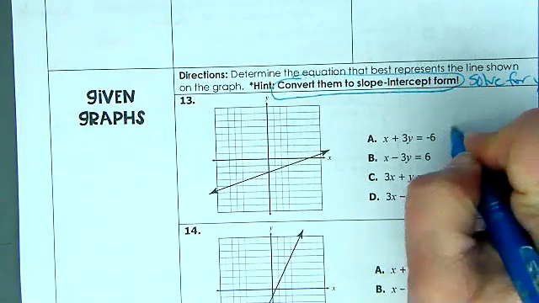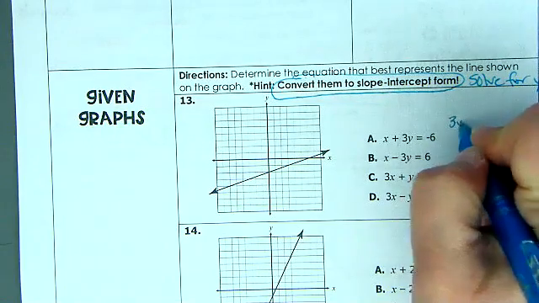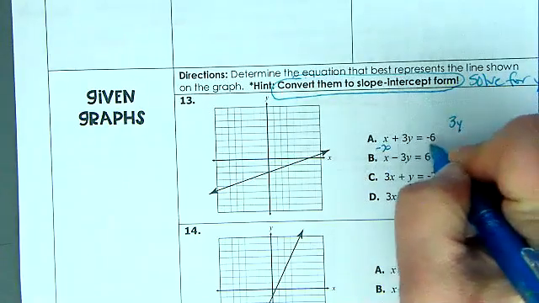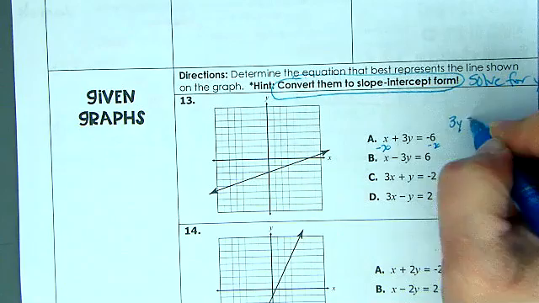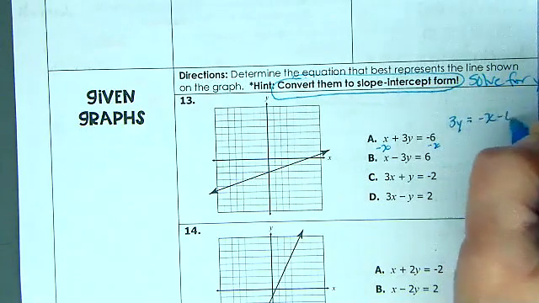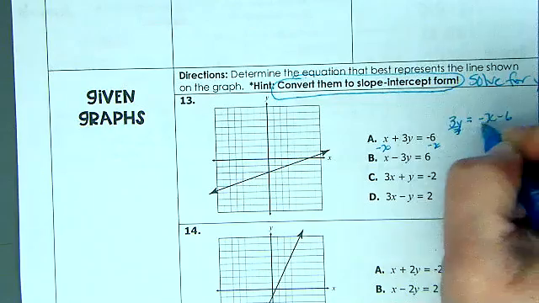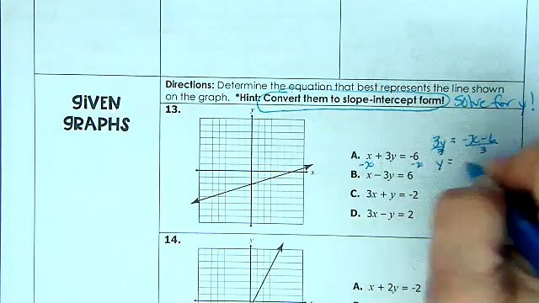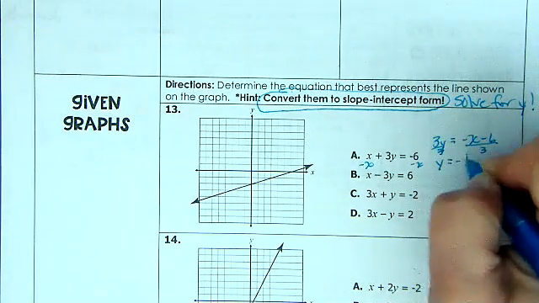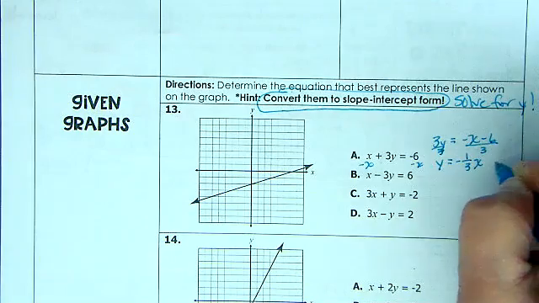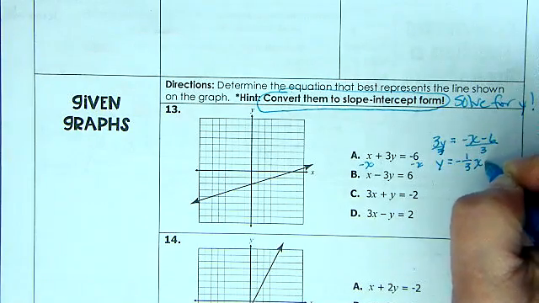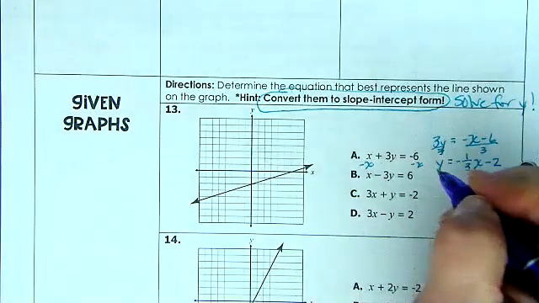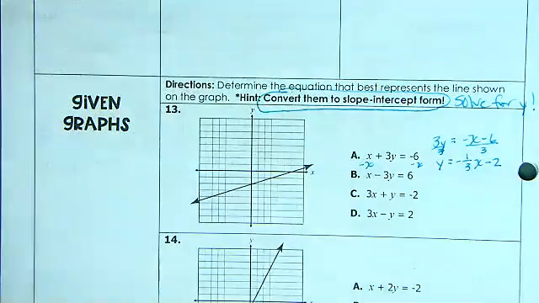So I'm going to end up with 3y, because I'm going to subtract x. So I'm going to have 3y equals negative x minus 6. Divide by 3, divide by 3. And I end up with y equals negative 1/3 x minus 2. Then we've got, so this was A.